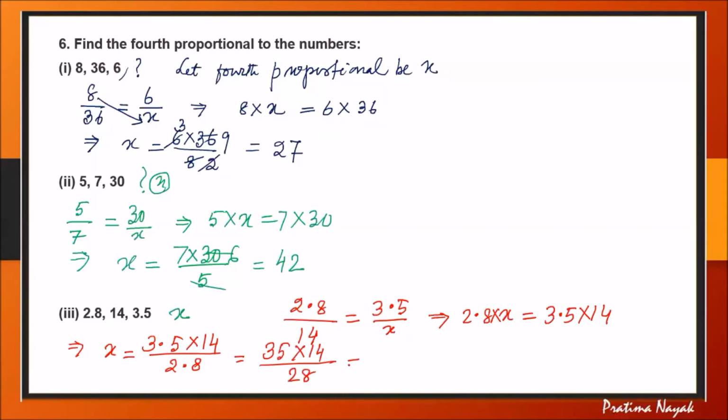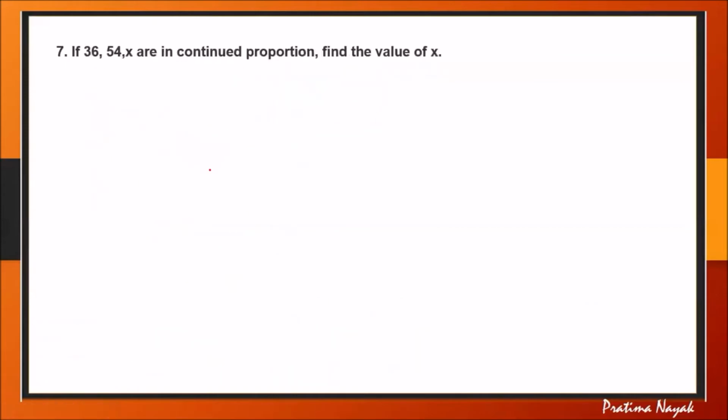So 10 and 14 and 28 cancel. So what is the answer? The answer is 35 by 2. So will we write it in fraction? No, because these numbers are in decimal, so I'll write the decimal here. It will be 17.5. So this is the answer of this. Next, question number 7.